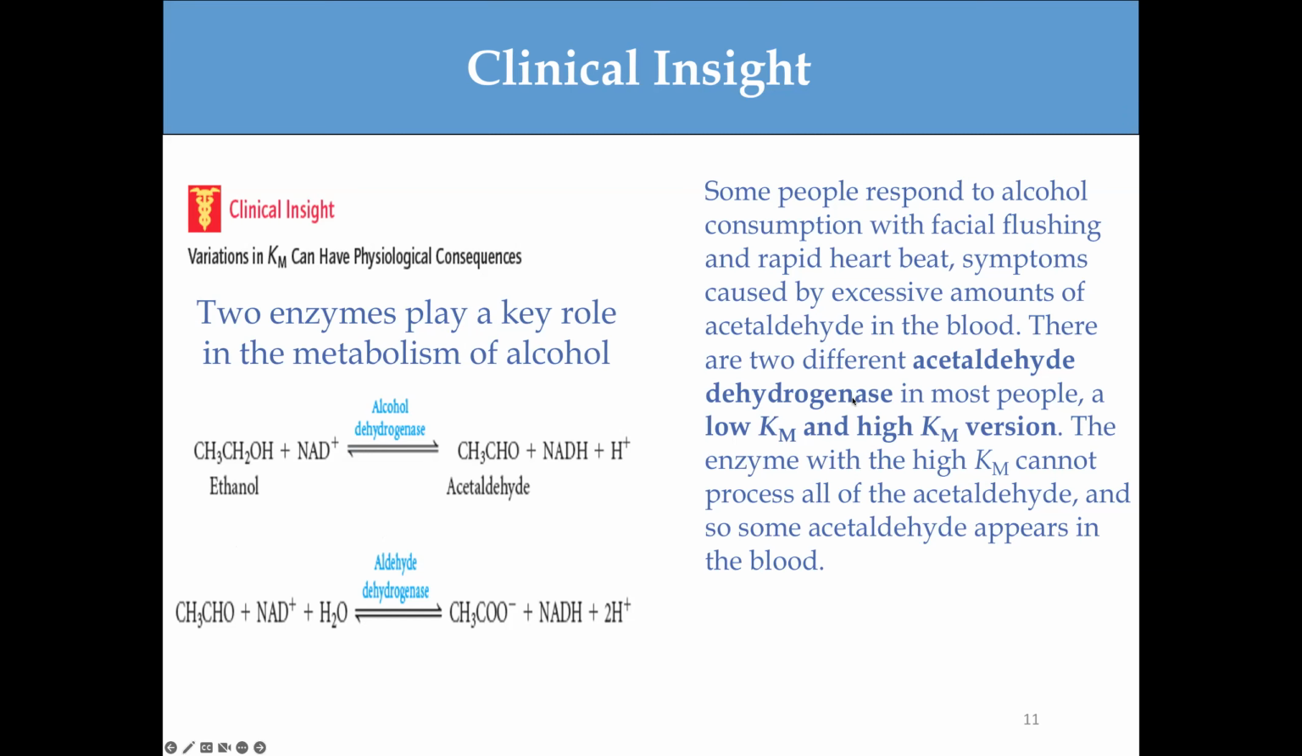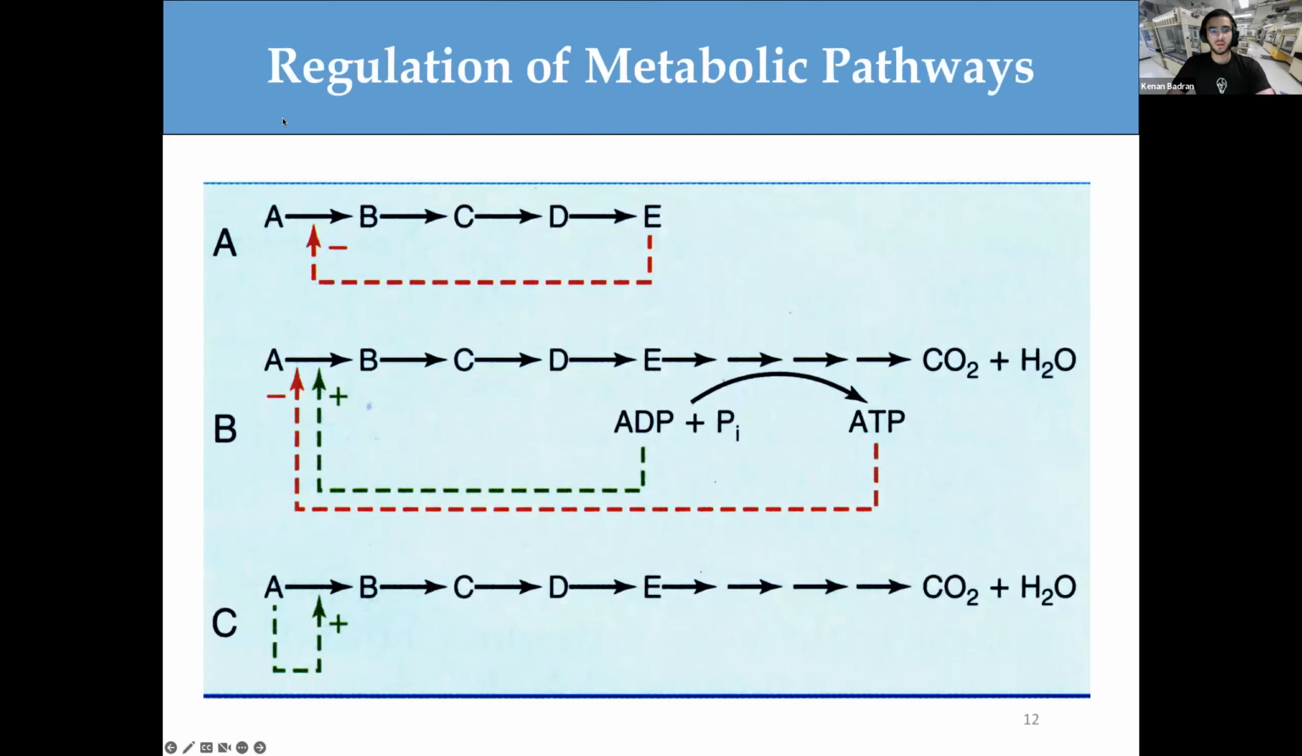Okay. So here, regulation of metabolic pathways. There are different ways a reaction can be induced or inhibited. So in the first example, you can see that A goes to B, goes to C, goes to D, goes to E. And once you reach the product you wanted, you don't need to make more. So it will inhibit. So A will no longer be processed.